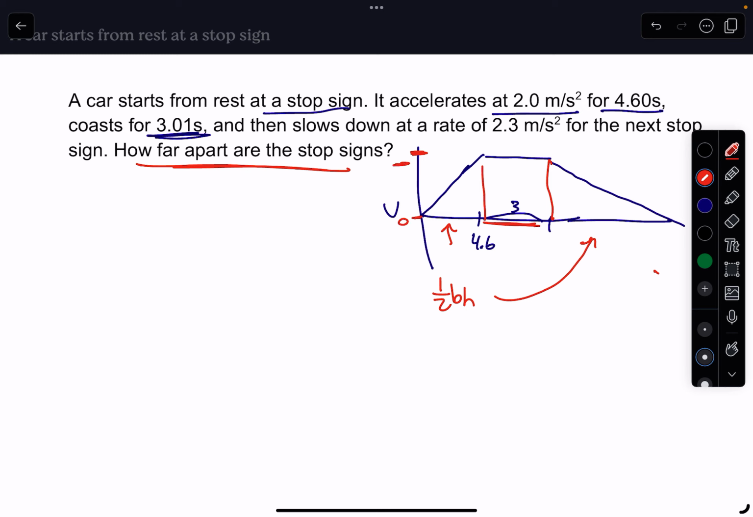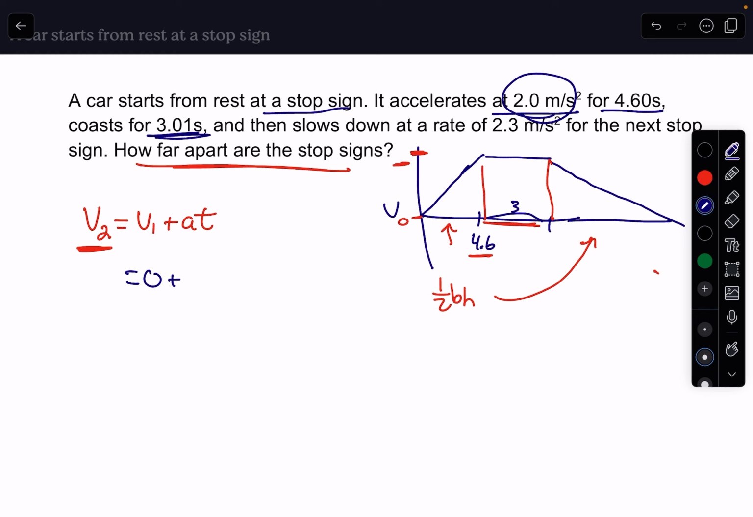So we have a time, right? That's 4.6 seconds. I didn't draw this to scale very well, by the way. You can use equation 2, we like to call V2 equals V1 plus AT, and you're solving for V2, right? And we know V1 is 0 plus the acceleration, they gave that to us, was 2.0 times 4.6. So 4.6 times 2, V2 is 9.2.